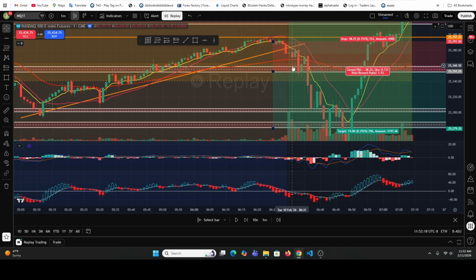So we can see ultimately that we start to get that break below right here. Here's our body. This is where we entered. We see the break below on a 1 minute on NQ. So we have a trend line break. Could we have gotten in at the trend line break?